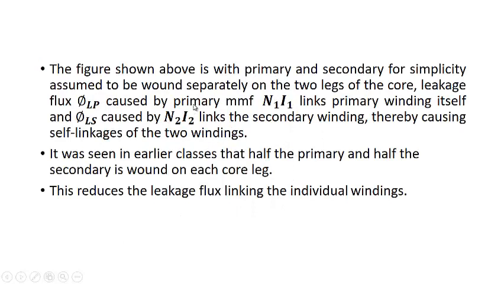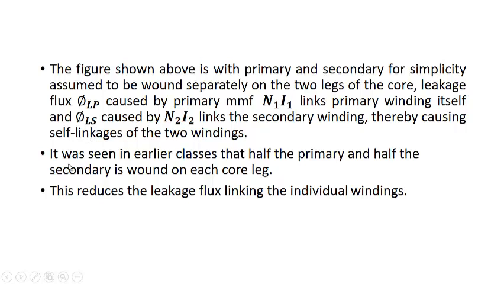There will be a flux phi lp that is caused by the mmf produced in the primary winding, that is N1 and I1, the current in the primary winding. It links the primary winding itself. Similarly phi ls, the leakage flux of the secondary winding, is produced by the mmf N2 and I2. They cause the self linkage of the two windings. This flux links only to the primary winding, and this links only to the secondary winding.